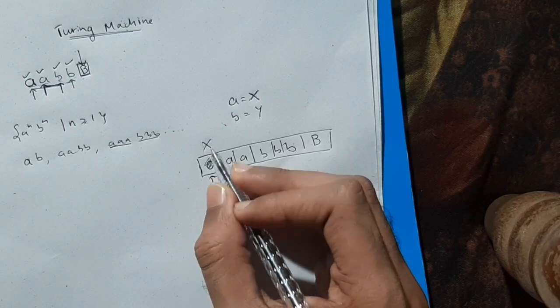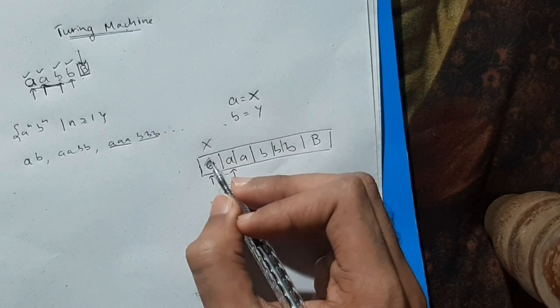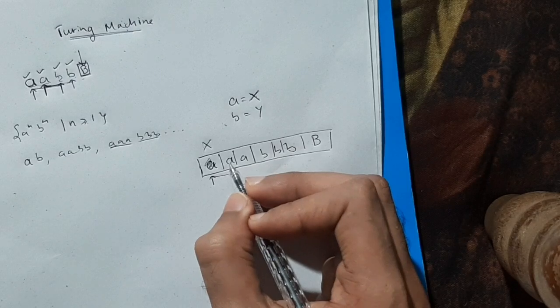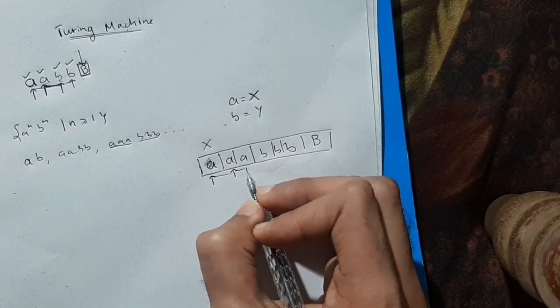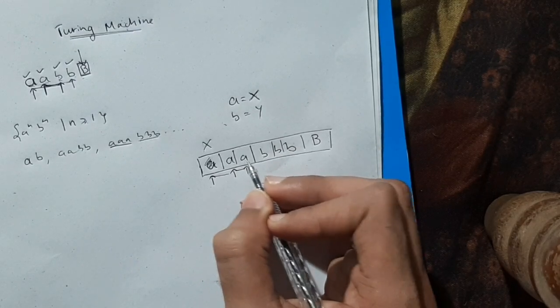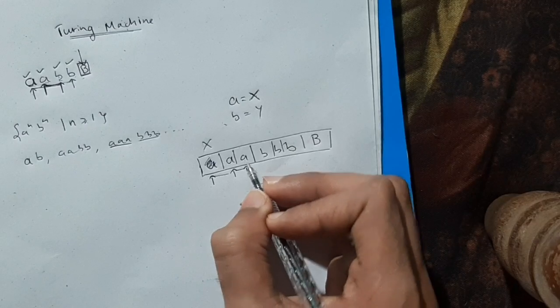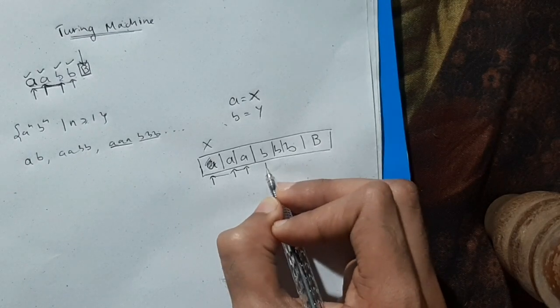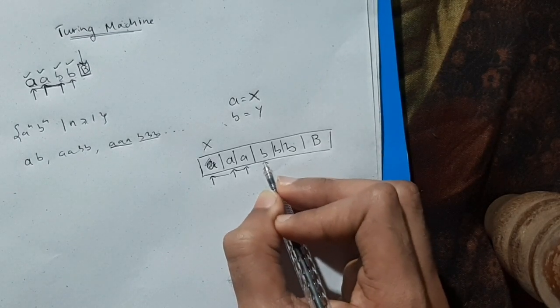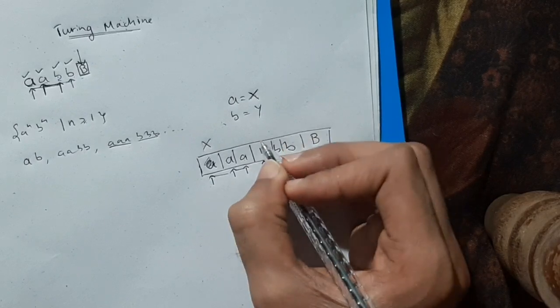See, I have done it for A, right? My next step is I want an equivalent B for it. So I'll skip this A, keep it as it is, and move here. An A is encountered again, I'll keep it the same and move to the next one. Whenever I encounter the first B, I will mark it as Y.